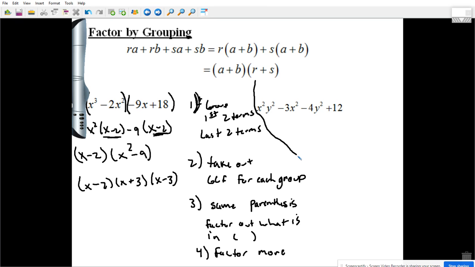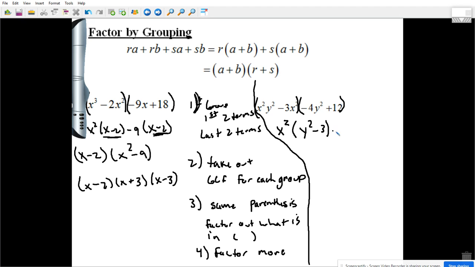Going through this step by step. It's kind of sloppy here, but factor the first two terms. Group them. Well, what do they have in common? It looks like an x squared. So I take out an x squared. It leaves me with y squared minus 3.